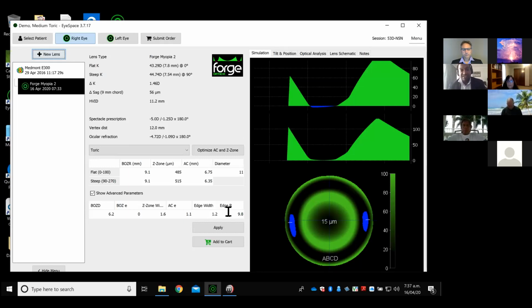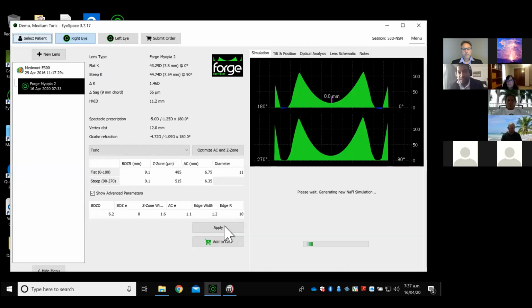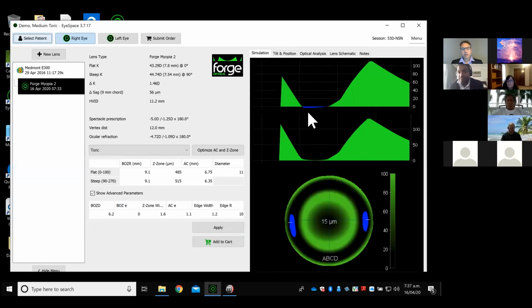So let's try and change our edge radius here. And the edge radius controls this curve and obviously the amount of edge lift. So if we go from 9.8 to a 10, click apply, we'll see that increases there. So a question we had in the past is, when do you use the apply button and when will you use the optimize alignment curve and Z-zone button?